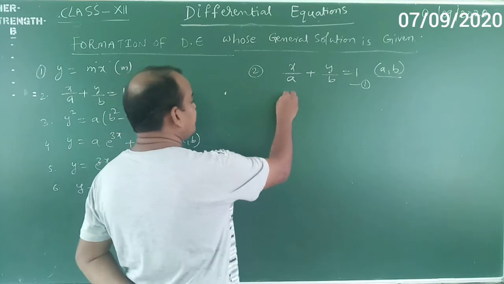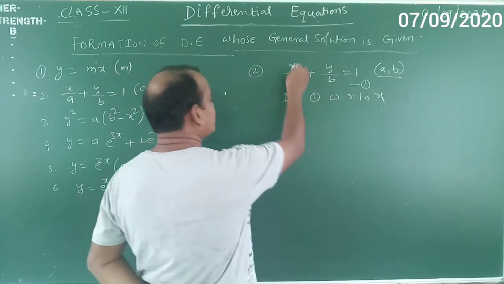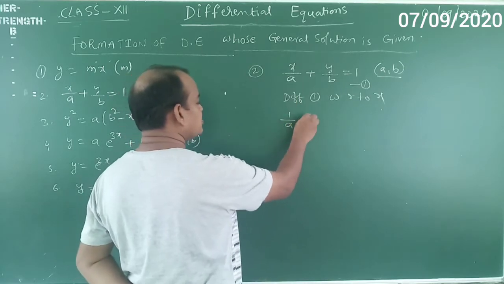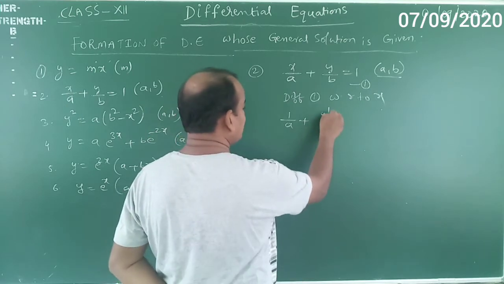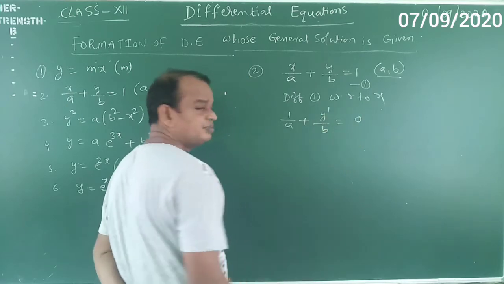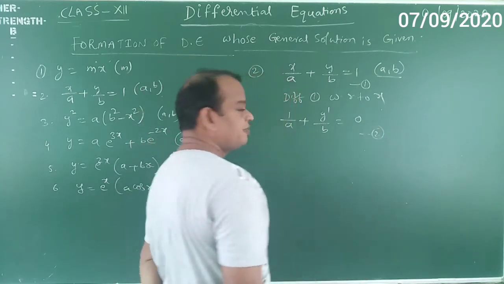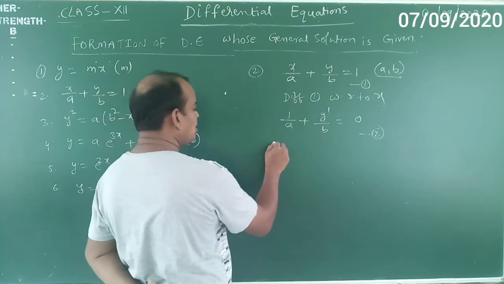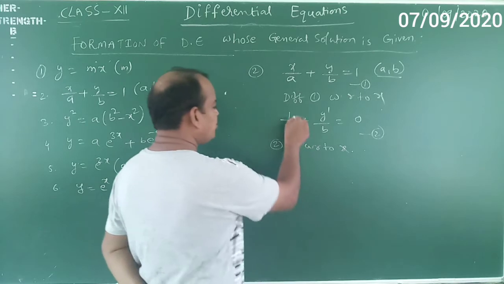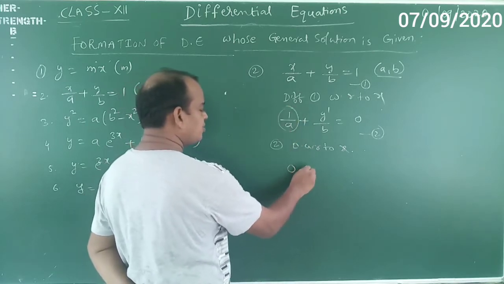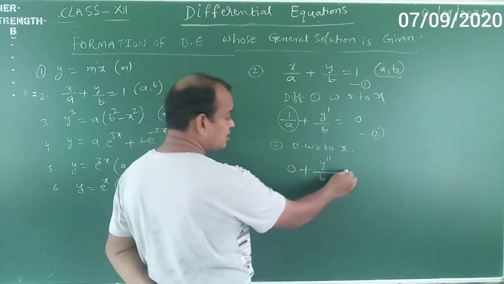Now differentiate 1 with respect to x. The derivative of x is 1, so 1/a, plus the derivative of y is y dash, so y dash/b, equals 0. I hope that you understood. Yes, this is equation number 2. Again differentiate with respect to x: 1/a is a constant, so 0, plus y double dash/b, since 1/b is the constant, equals 0.